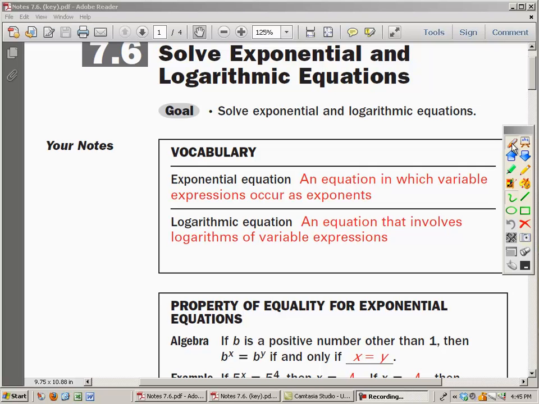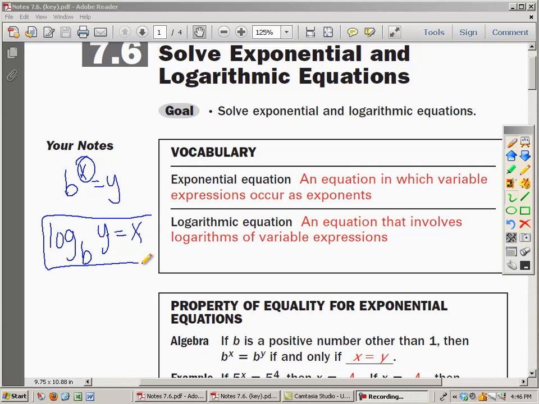As it sounds for the vocab here, the vocabulary says that an exponential equation is an equation in which the variable expressions occur as the exponent. So for example, b to the x is equal to y. Something involving variables as the exponents, those are exponential equations. Now logarithmic equations would be log base b of y is equal to x, because b to the x is equal to y. And so a logarithmic equation would have your variables being in a logarithm, whereas your exponential equations are going to have your variables as part of an exponential function.